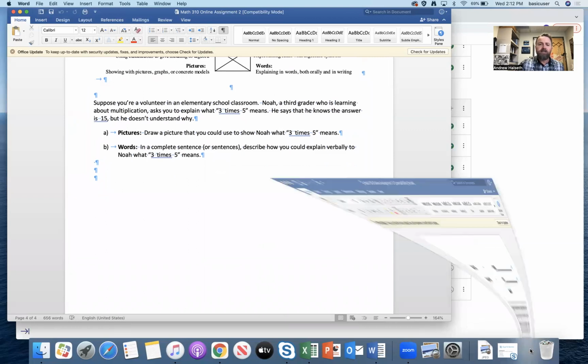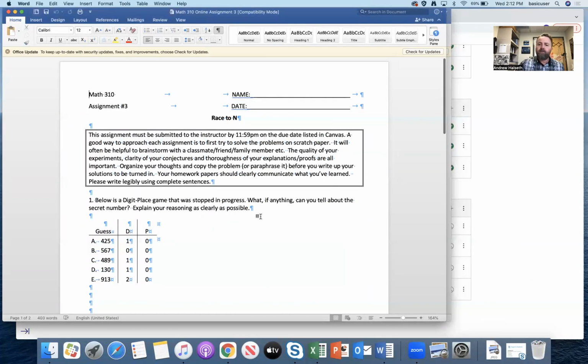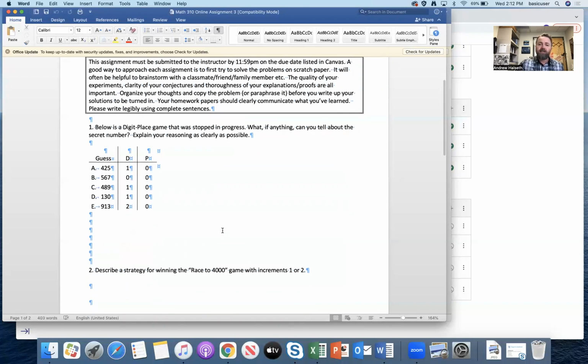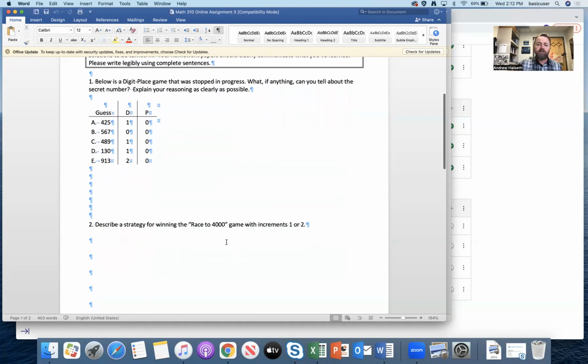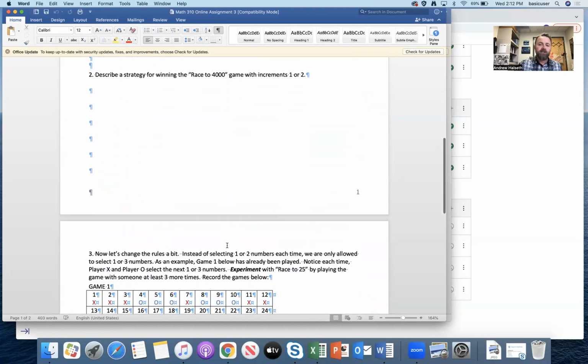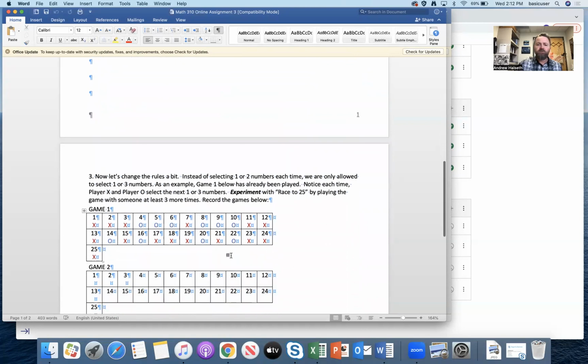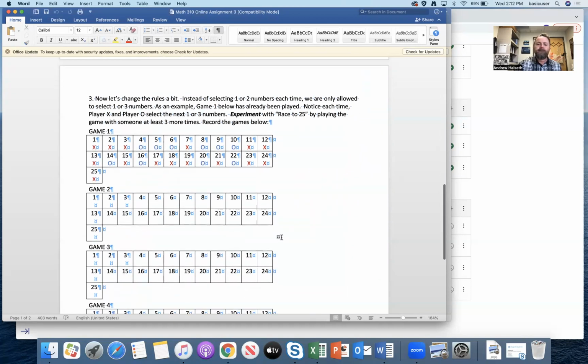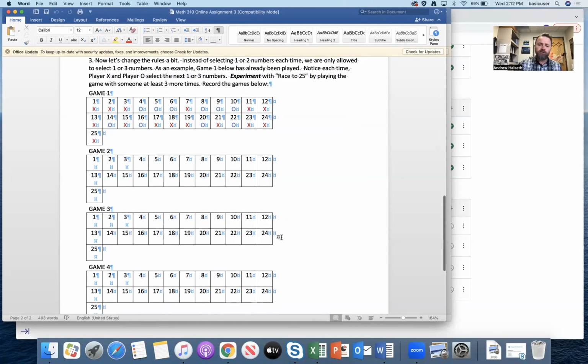The next one is assignment number 3. Yeah, a lot of repetition, right? So here's another game that you get to play with. And again, clear explanation, try to clearly explain what that secret number is. And then we're getting a race to 4,000. Oh my, okay, it's getting higher and higher, all right? And then changing the rules a little bit. Instead of selecting 1 or 2 numbers, we're going to do 1 or 3 numbers. All right, so notice here, we're just changing the game up. How does that affect the strategy? And are there strategies to win?